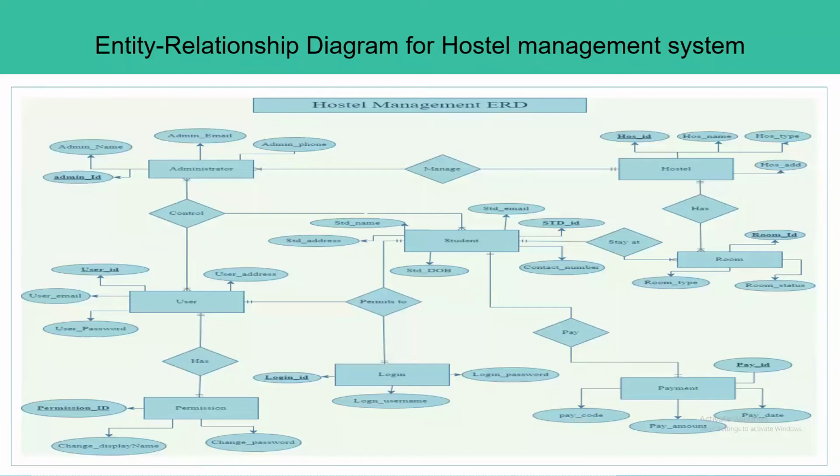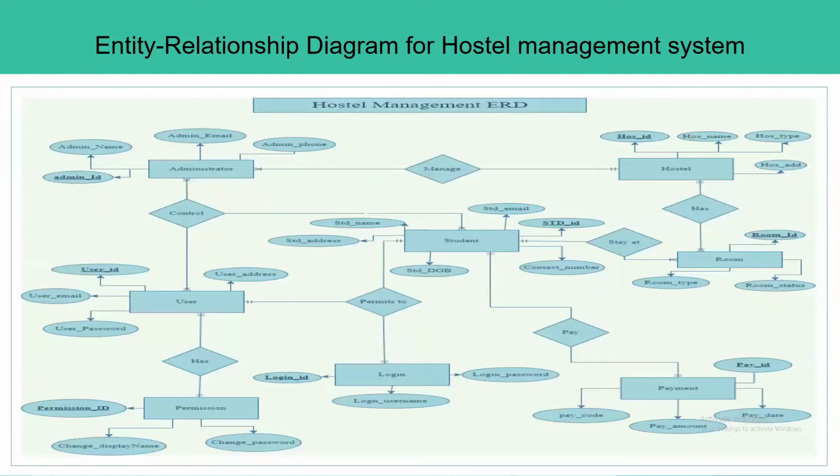We can see that administrator and user are also connected by a control relation. Administrator manages a hostel. Administrator can control one and more entities at a time. We can also see that hostel and room are connected by a relation, which is has. Room is also connected by a relationship with student, which is stay at. So hostel is a one and more relationship, but student is one and only relationship, because a student can only stay at one room at a time.